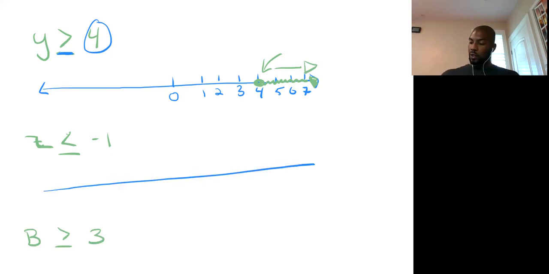10 seconds. See if you can graph it before I do. Z is less than or equal to -1.